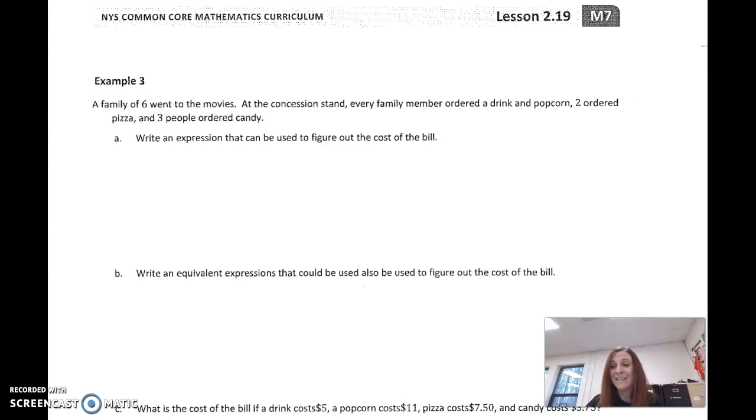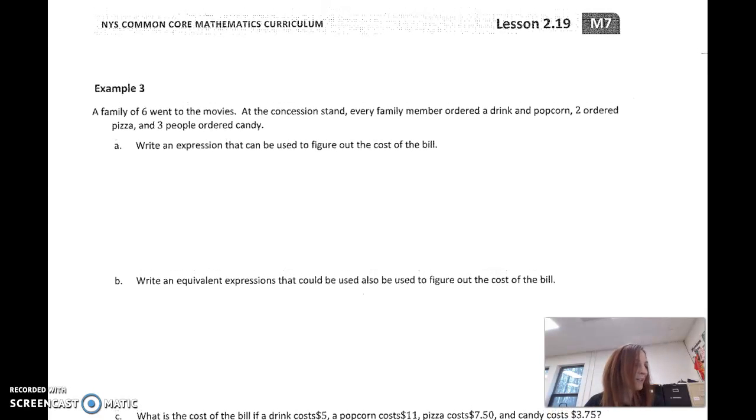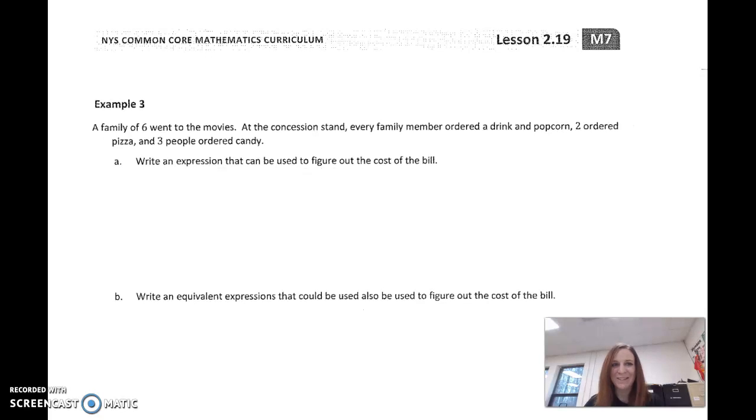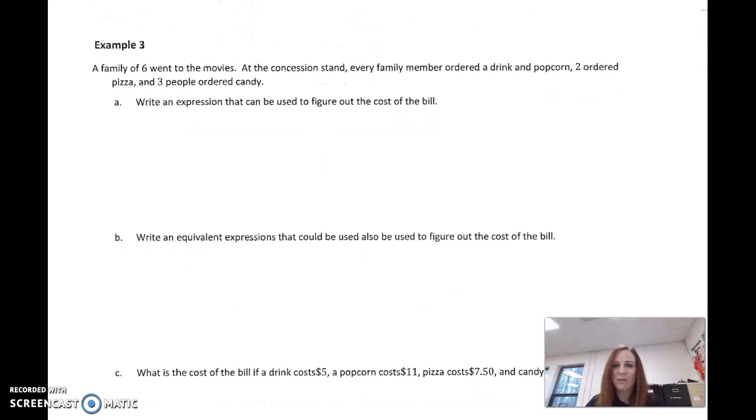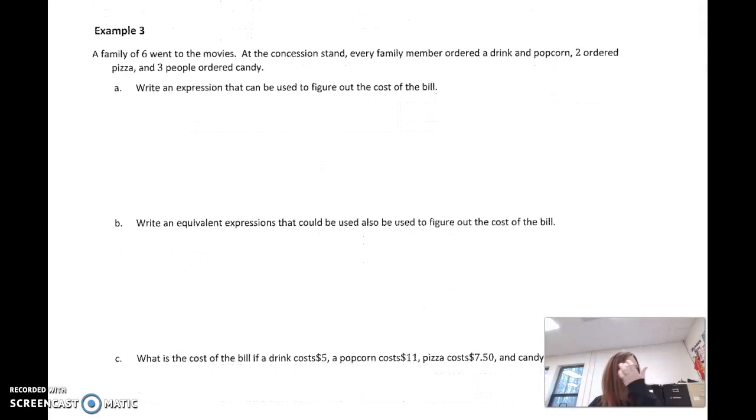Okay, finishing up lesson 19 on writing, evaluating, and finding equivalent expressions with rational numbers. So let's put some of the stuff we did in the last video into play. It says a family of 6 went to the movies. At the concession stand, every family member ordered a drink, popcorn, 2 ordered pizza, and 3 people ordered candy.